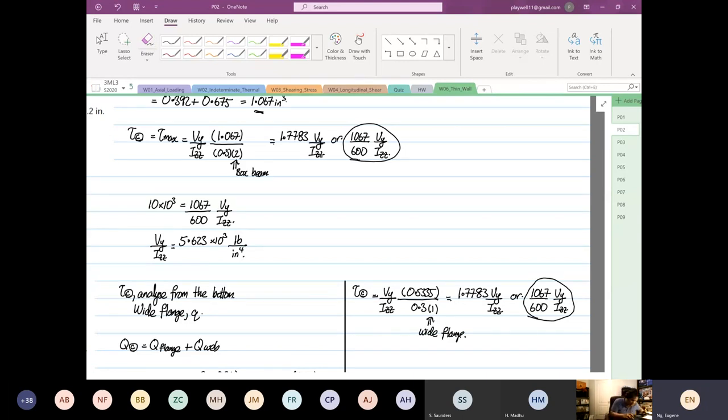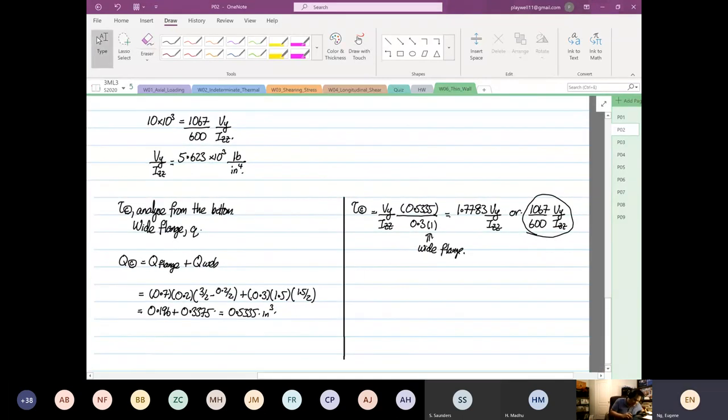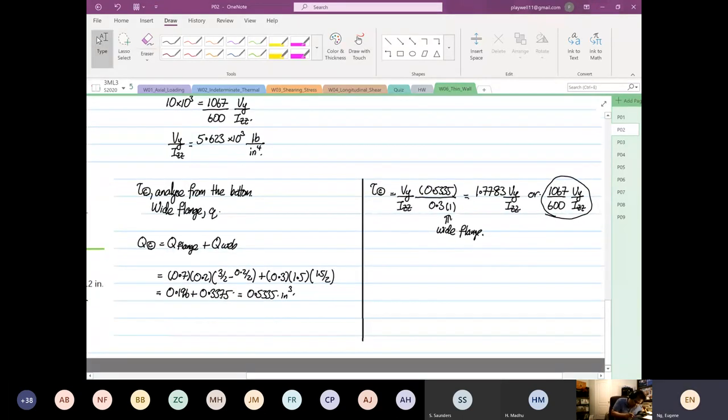You'll say, oh, I'm going to take the bottom. Do I do left and right arrow? You get really, really confused. So the rules that I said are very critical. From here, we work out the ratio, and we will still have our VY over IZZ. It's absolutely the same, right? It's equal to 5.623 times 10 to the power 3 pounds over inch to the power 4.